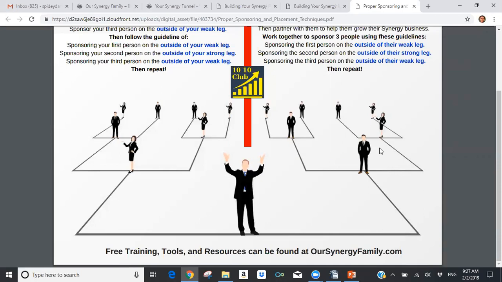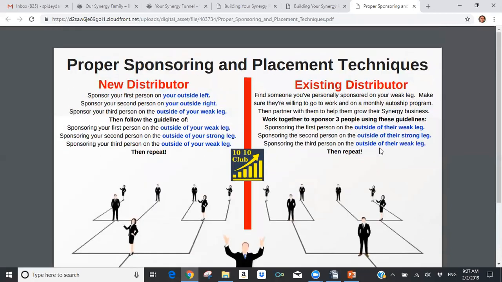Basic commission is paid on your weak leg. So I want to make sure that I'm building both my left and right sides by using a sponsor and placement technique that builds both sides and understands where to put people.